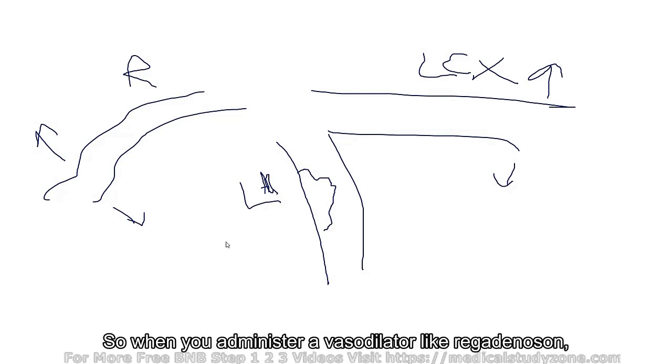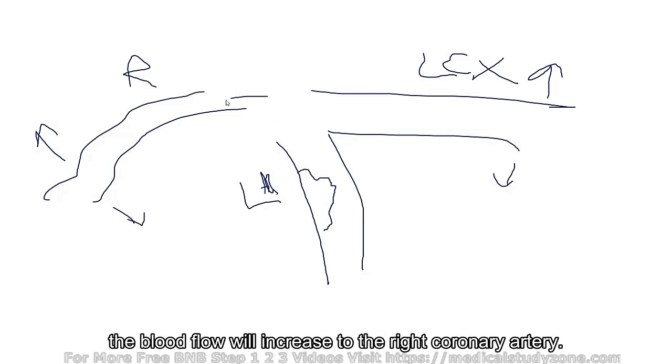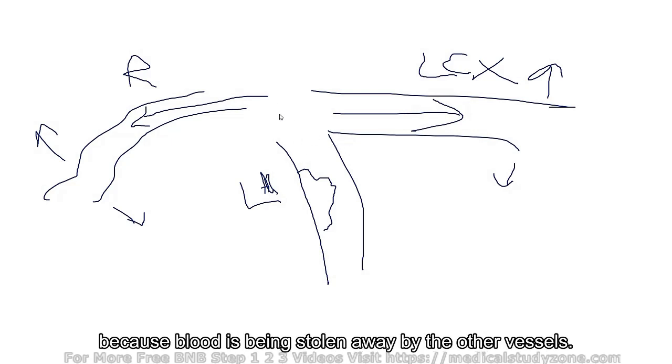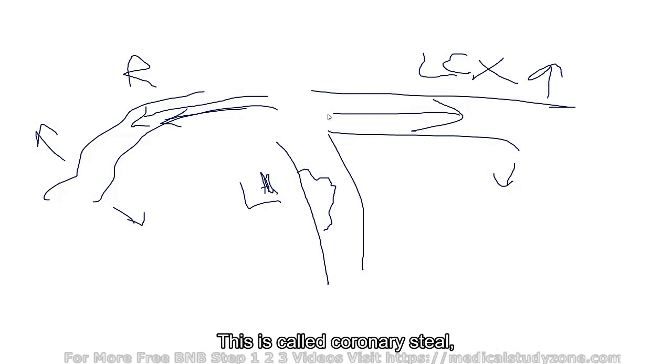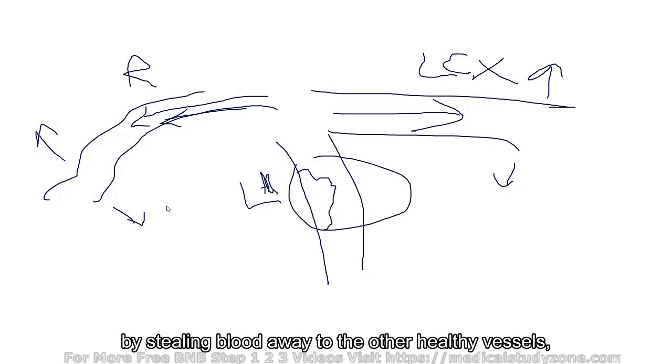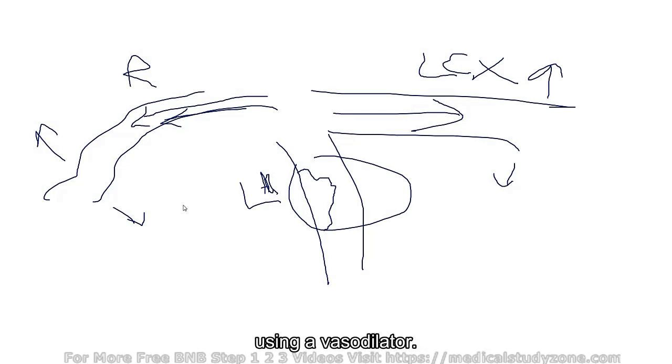So when you administer a vasodilator like regadenoson, the blood flow will increase to the right coronary artery, it will increase to the left circumflex, but it will actually decrease to the LAD because blood is being stolen away by the other vessels. This is called coronary steal, and it's a method of provoking ischemia in vessels that have a flow-limiting stenosis by stealing blood away to the other healthy vessels using a vasodilator.